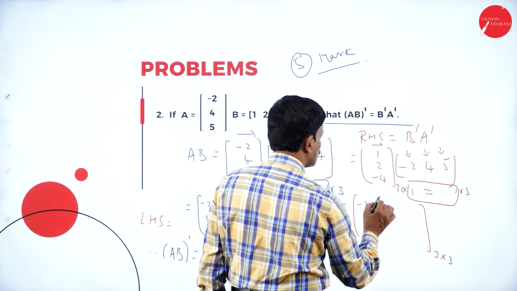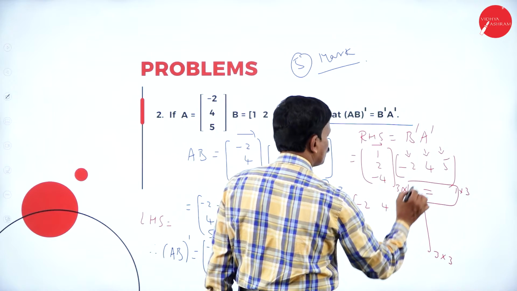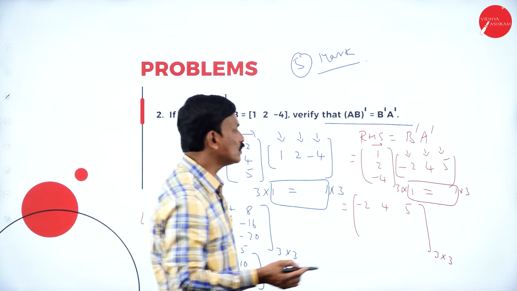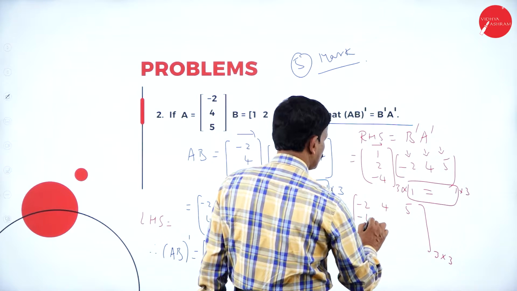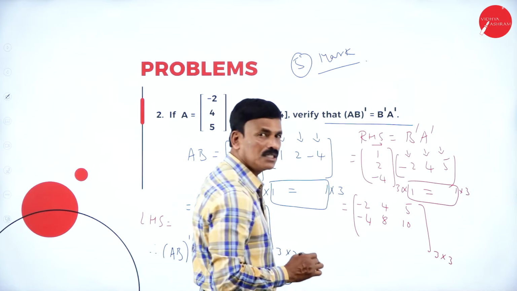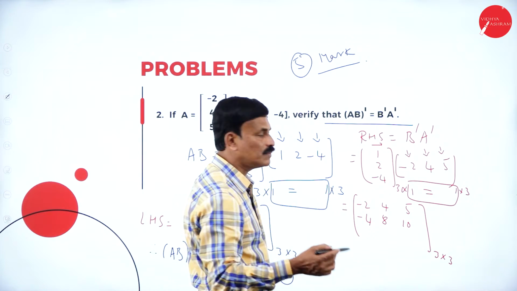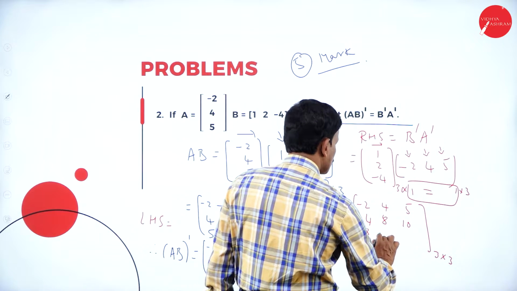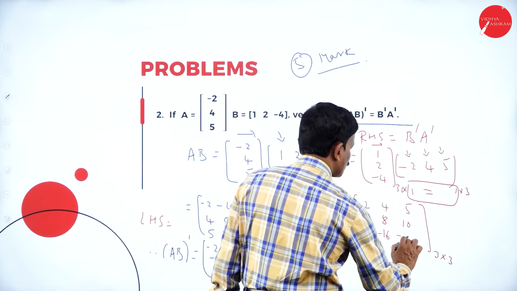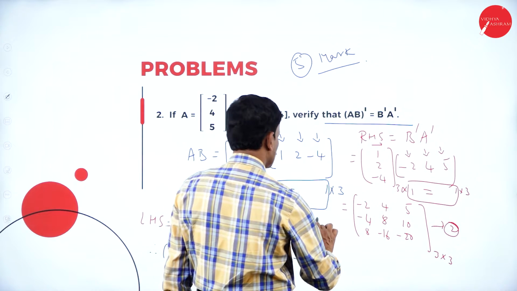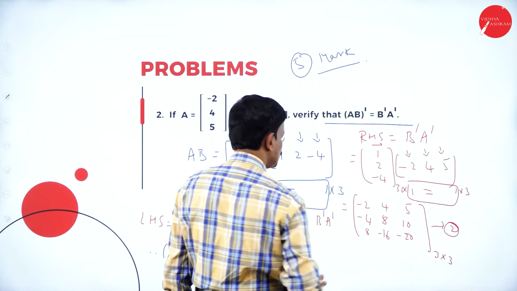1 into minus 2 is minus 2. 1 into 4 is 4. 1 into 5 is 5. Similarly, second row: 2 twos are 4, minus 4; 2 fours are 8; 2 fives are 10. Now third row: minus 4 twos are minus 8, minus into minus plus, minus 4 fours are 16, minus 5 fours are 20. This is equation number 2. This is nothing but the transpose of B dash and A dash.